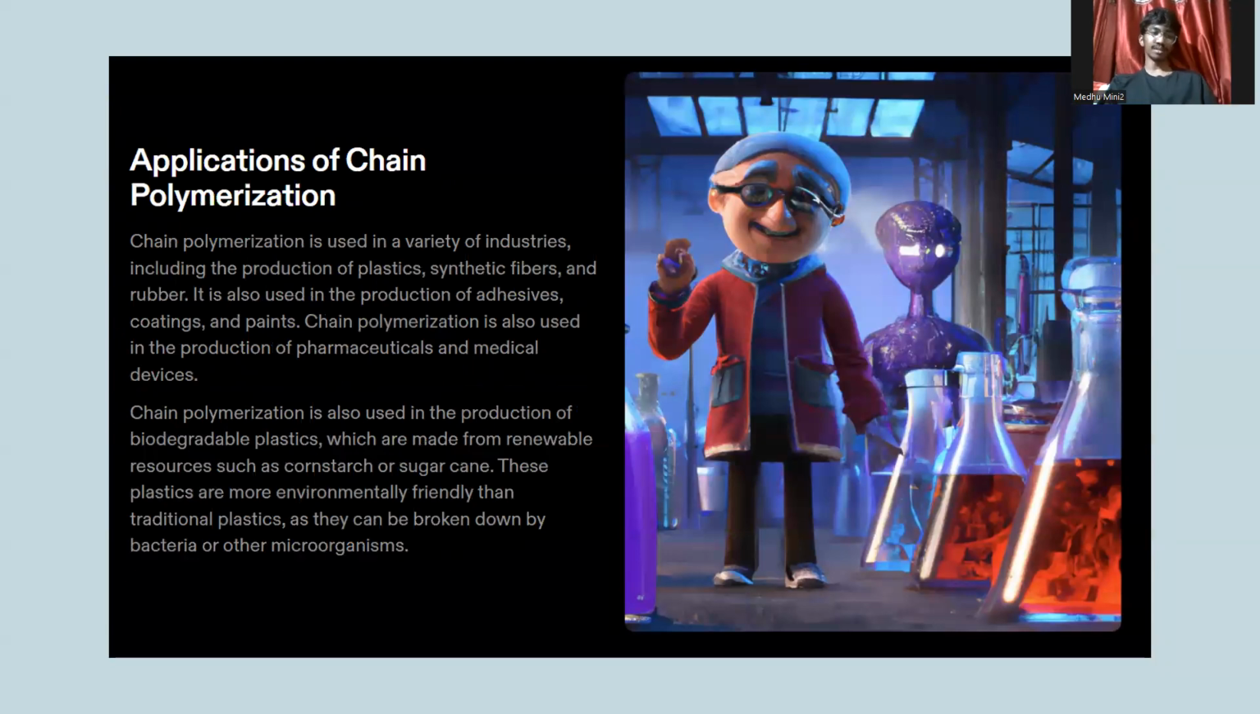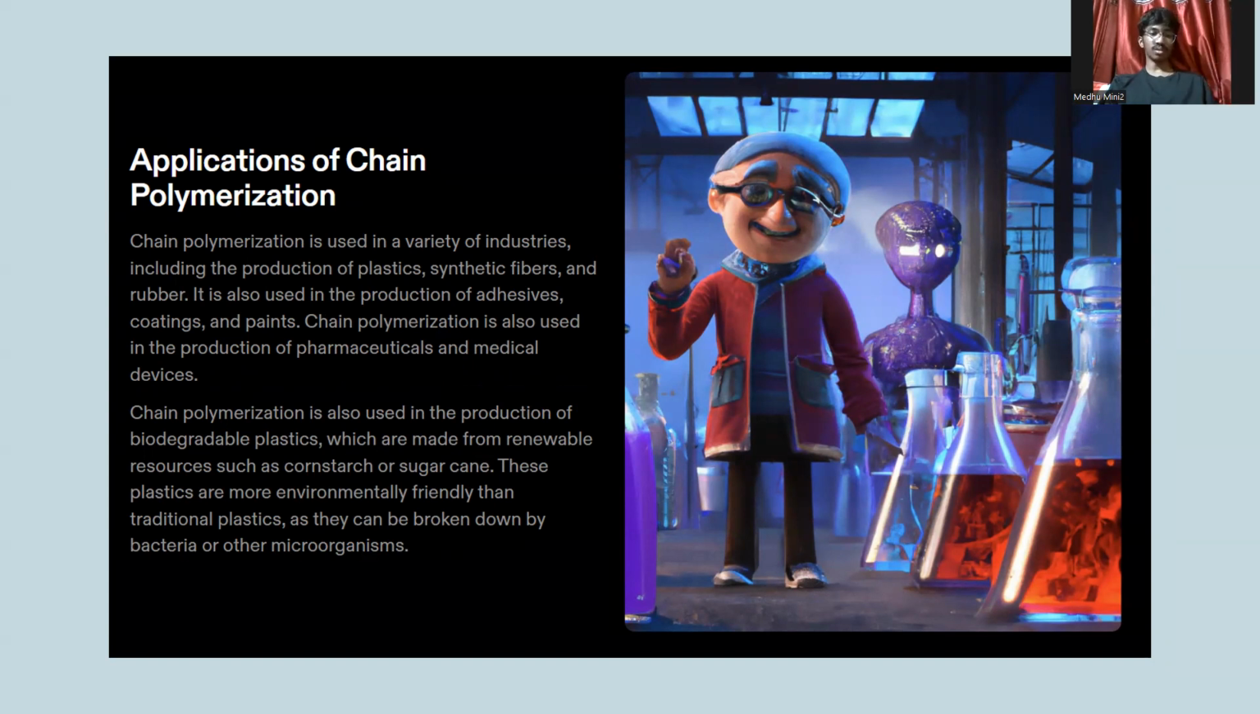Applications of chain polymerization. Chain polymerization is used in a variety of industries, including the production of plastics, synthetic fibers, and rubber. It is also used in the production of adhesives, coatings, and paints. Chain polymerization is also used in the production of pharmaceuticals and medical devices.